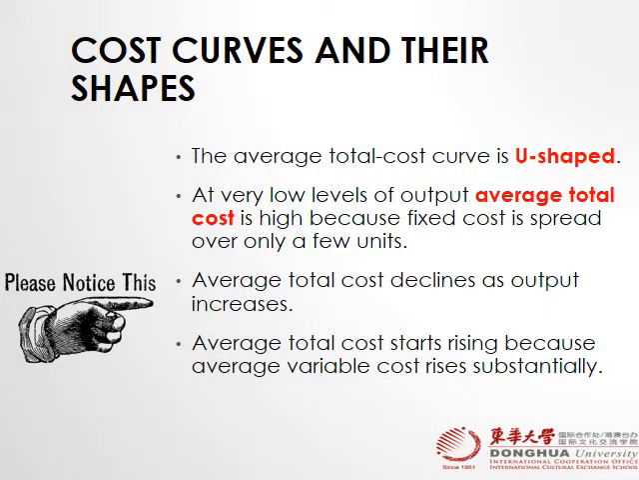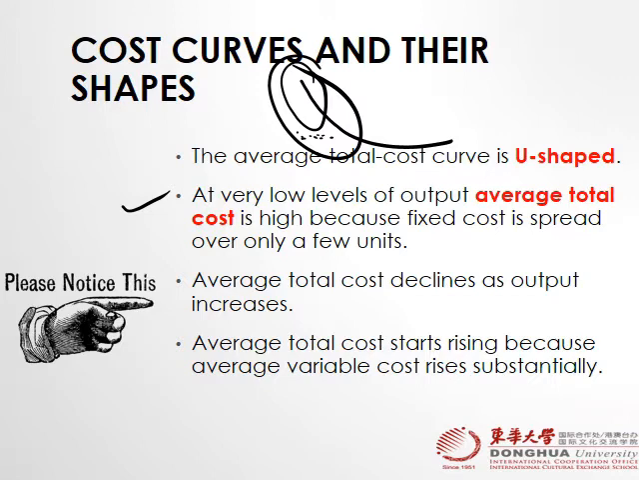And then the average total cost curve is U-shaped, right? Look at your graph and look at the shape of the average total cost. It is like a U-shaped curve. At very low levels of output, average total cost is high because fixed cost is spread over only a few units. So look at the first half of the U shape. When output is low, the average total cost is highest. And what is the reason? Because fixed cost is spread over a small number of units.